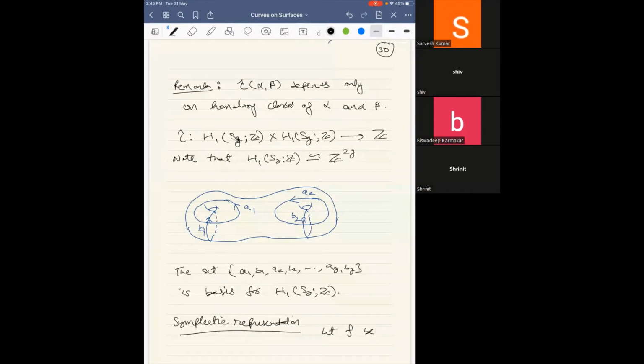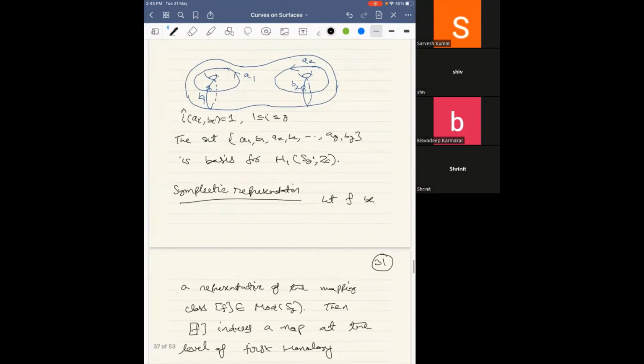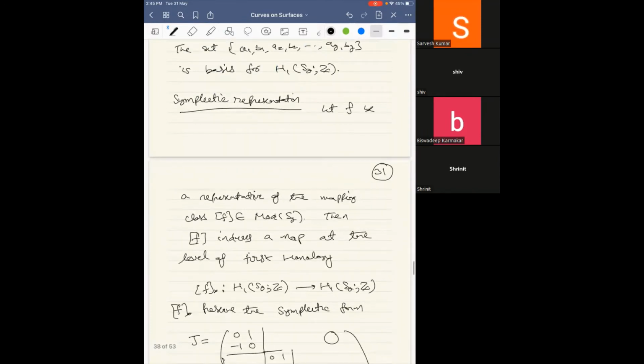So I am choosing this orientation, right? So for me, for example, I of a_i, b_i equal to 1, let's say for i equal to 1 to g. So suppose I choose my orientation like this. So I choose a basis. So this is a basis for homology, right? Now if you look at an element, let's say f of the mapping class group, of course you have to choose some representative, then it has an action on first homology.